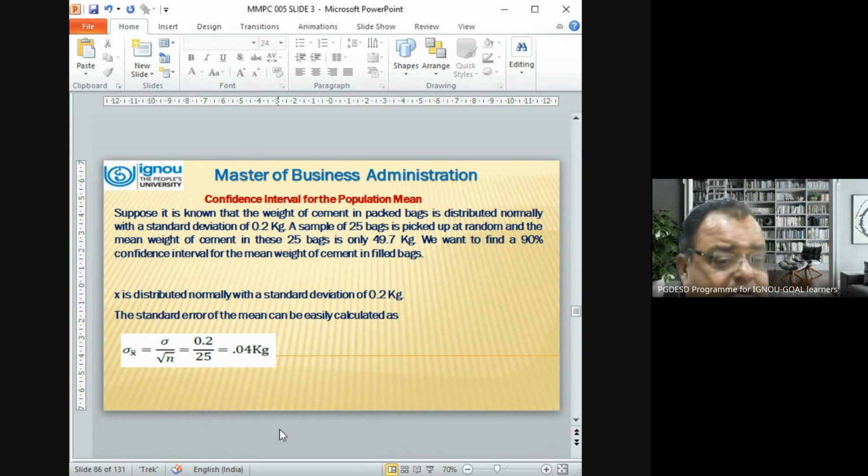Sigma x bar is equal to sigma upon under root n. So sigma is 0.2 divided by under root of 25. That comes out to be 0.04 kg. Now what to do?